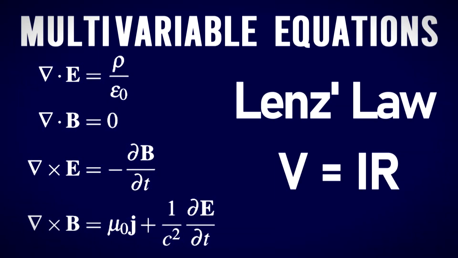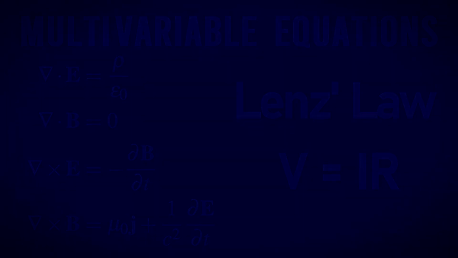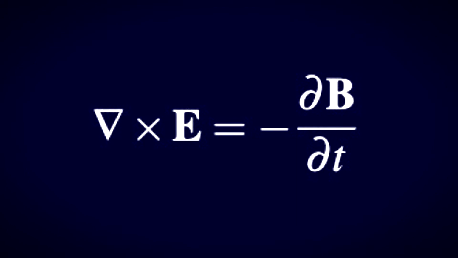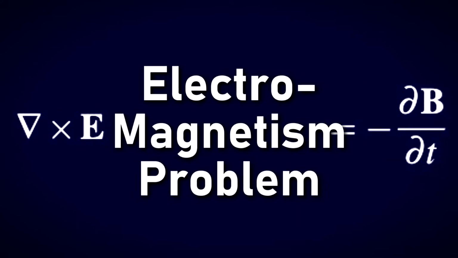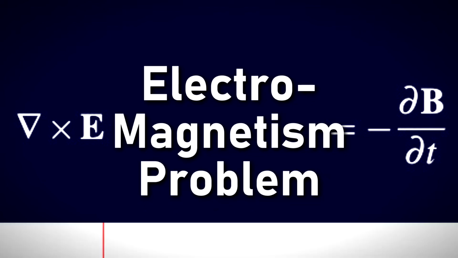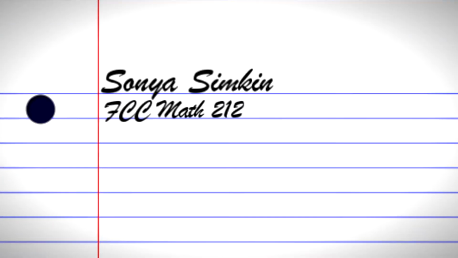In the last video, I explained the multivariable aspects and applications of Faraday's law, but in this video we're going to be looking at an electromagnetism problem, which applies Faraday's law and utilizes multivariable calculus. Here's the problem, which consists of 3 parts.